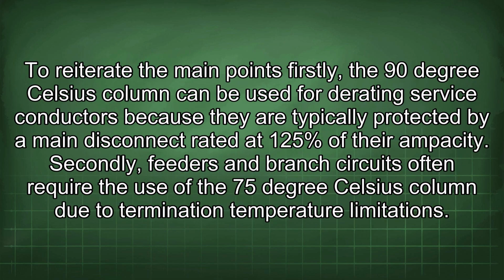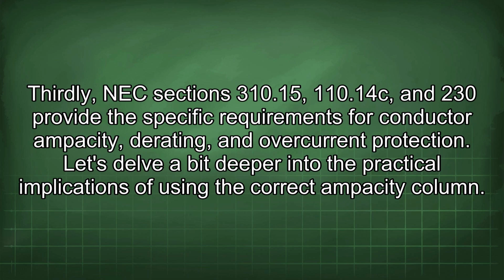To reiterate the main points, firstly, the 90°C column can be used for derating service conductors because they are typically protected by a main disconnect rated at 125% of their ampacity. Secondly, feeders and branch circuits often require the use of the 75°C column due to termination temperature limitations. Thirdly, NEC sections 310.15, 110.14, and 230 provide the specific requirements for conductor ampacity, derating, and overcurrent protection. Let's delve a bit deeper into the practical implications of using the correct ampacity column.